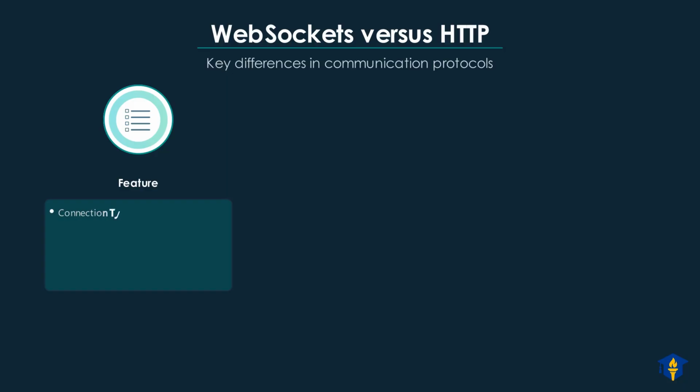First, consider the connection type, which determines how data is exchanged. Then, we look at how data is exchanged between the client and server. Latency is another important factor, greatly affecting the speed of your communication. Finally, we'll compare their ideal use cases to see where each excels.